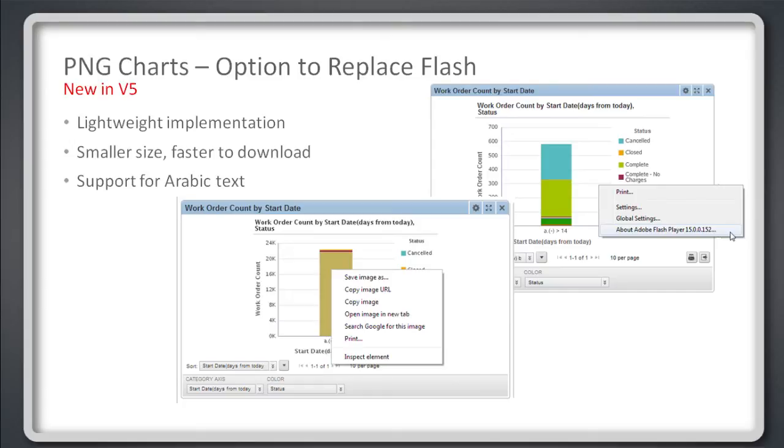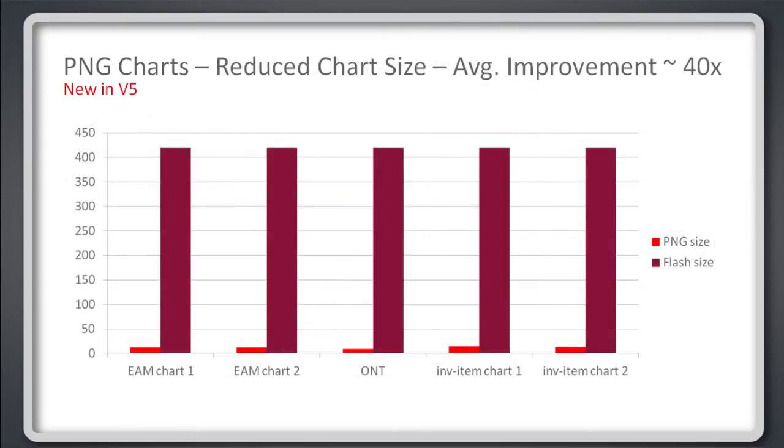So if your browser right now supports PNG, you can take advantage of that. It also supports Arabic text, as you see. These are some numbers coming from PNG charts. We have an option, it's a very easy configuration. It's just one option you can set there, and once you do that, PNG charts will be displayed on the Endeca content.